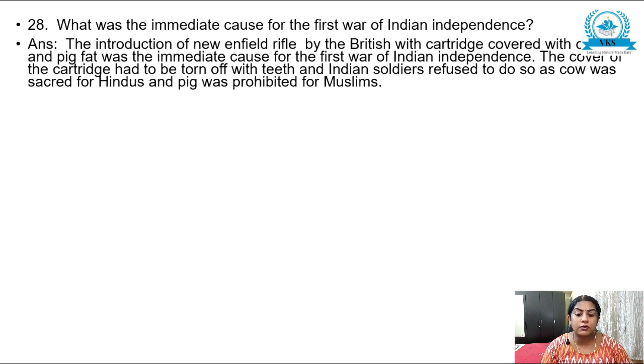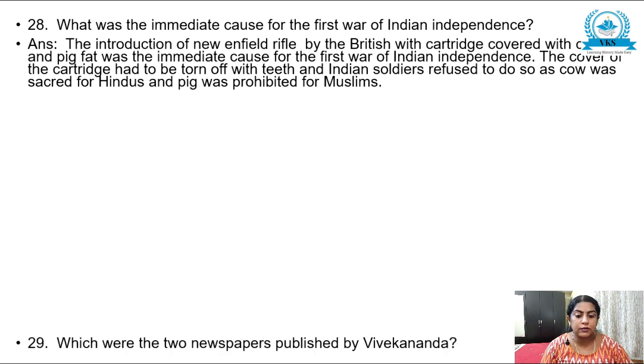The cover of the cartridge had to be torn off with teeth and Indian soldiers refused to do so as cow was sacred for Hindus and pig was prohibited for Muslims. So the basic immediate cause is the introduction of Enfield rifle by the British with the cartridge covered with cow and pig fat, and this cover had to be bitten off with teeth before loading into the rifle. And Indian soldiers refused to do so because cow was sacred for Hindus and pig was prohibited for Muslims.